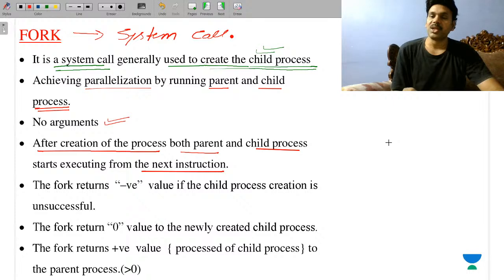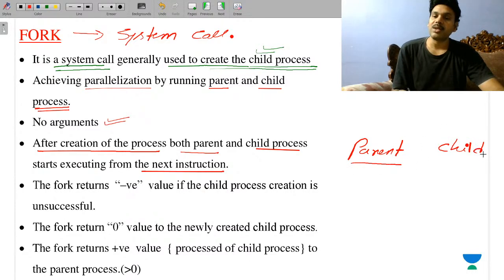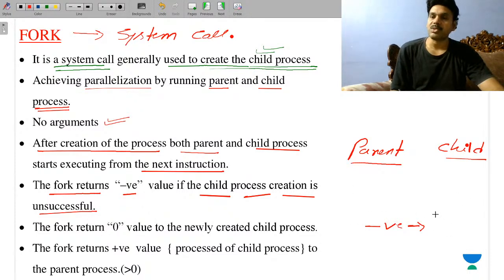What are the values? If the child process creation is successful, it returns two different values: one value it will give to the parent process and the other value it will give to the child process. So what are those values? The fork returns a negative value if the child process creation is unsuccessful. So you will get a negative value when the child process is not created properly. Therefore, if the child process creation is unsuccessful, you can understand that the child is not created.